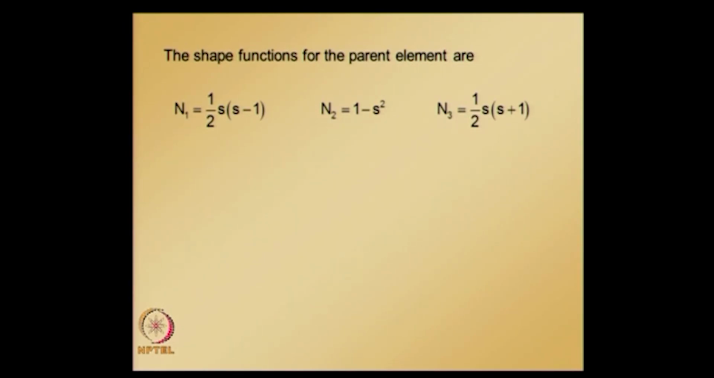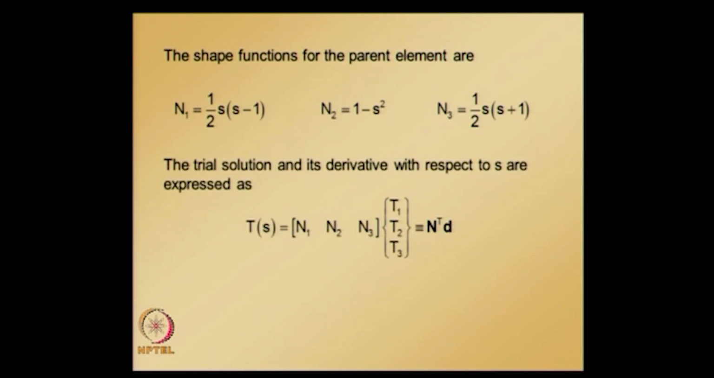So the trial solution and its derivative with respect to s can be written in this manner, where N1, N2, N3 are put in a matrix, and T1, T2, T3 are put in a vector, and compactly this can be written as N transpose d, where d consists of all the nodal parameters. And now the derivative of field variable T with respect to s is given by this one.